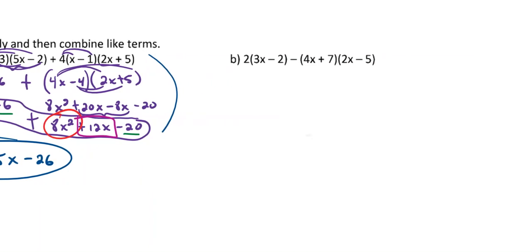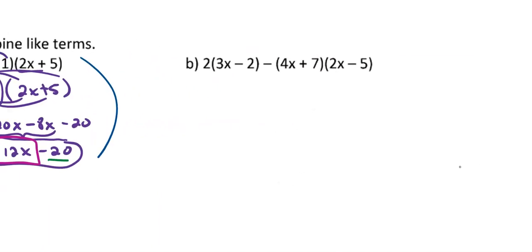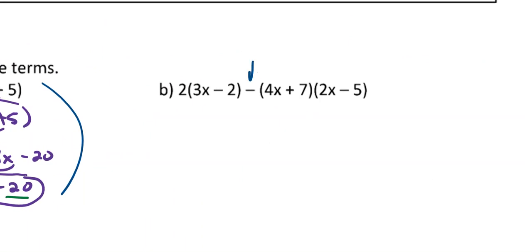All right, so let's do this one, because this is also another place with this minus sign where students will get confused. Again, the way I would recommend doing this is to do the front part first, and then this part second. So let's do the first part first. We'll go 2 times 3x and then 2 times negative 2, because this one's just a monomial times a binomial. So I'll multiply by both of those.